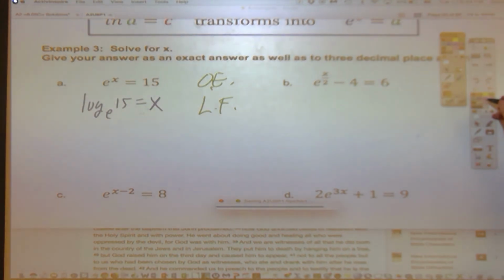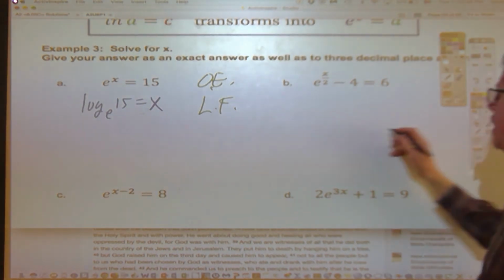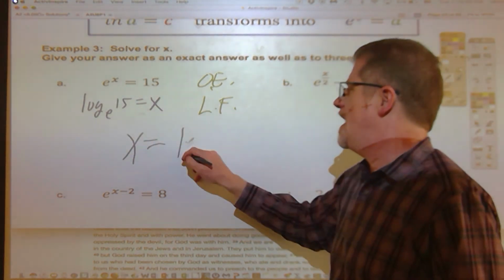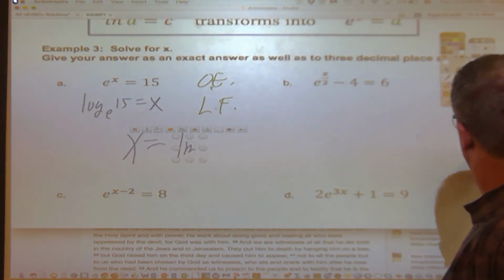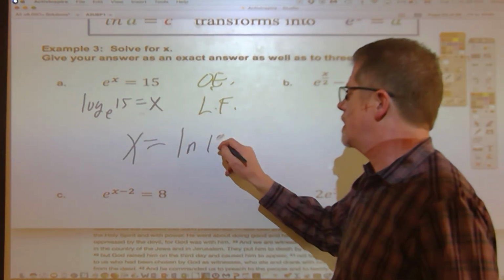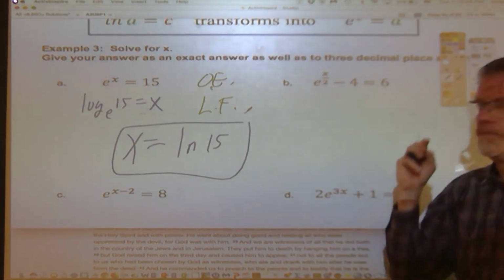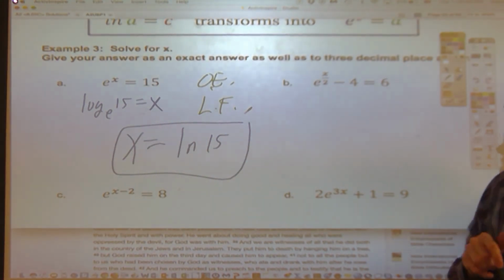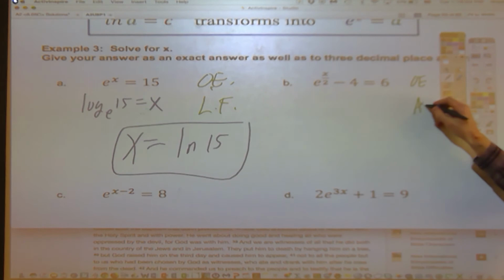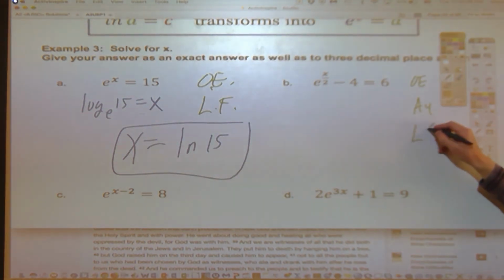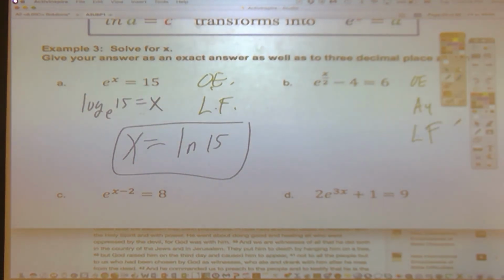Any questions on part A in particular, how to get x equals ln of 15? Pronounced natural log of 15. Okay, try part B on your own then, starting with the codes OE, A4, and LF. Try it. I'm just going to tour the room, see how you do on part B.